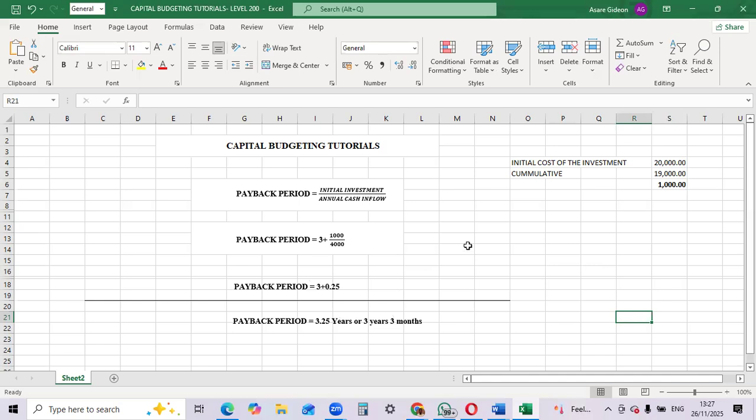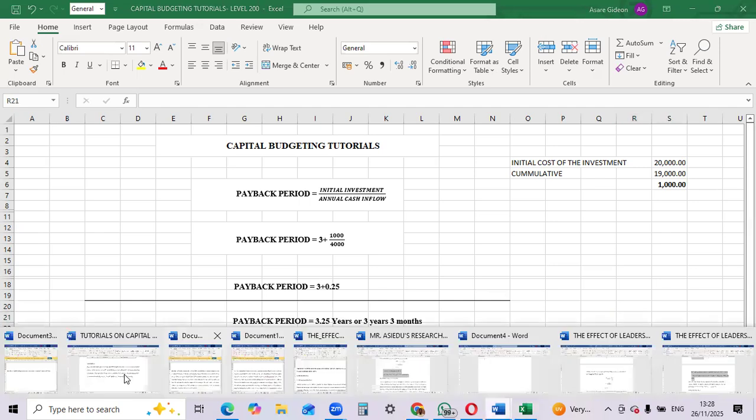And how do you get the months? You multiply the 0.25 by 12, and you're going to get 3, and that should give you what? 3 months. So now we are going to pay back, recoup, recover that initial investment in the 3rd year, but not on the 3rd year exactly. But it's going to take us 3 years, 3 months to pay back that particular cost that we incurred in carrying out that particular investment. Please, are you together? So that is what it means. It's very, very simple.